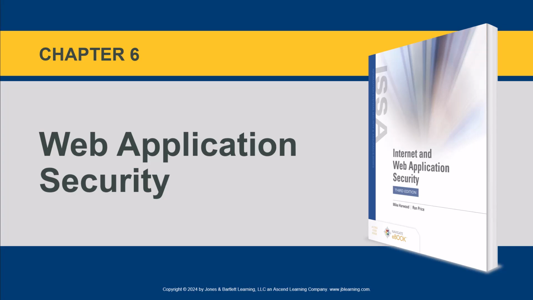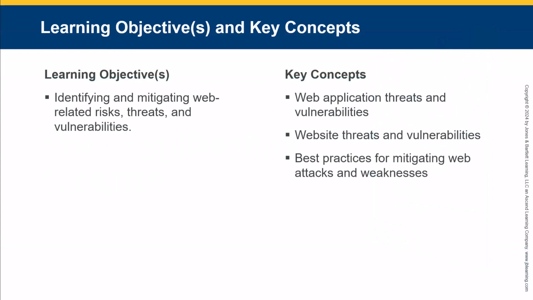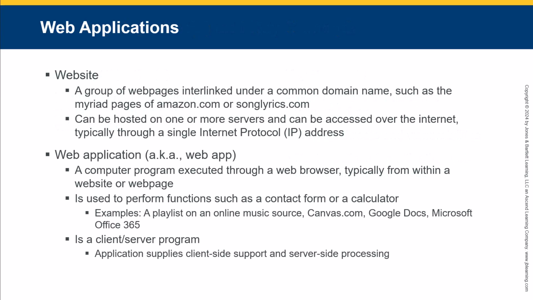Chapter 6, Web Application Security. In this chapter, we are looking at identifying and mitigating web-related risks, threats, and vulnerabilities. The major concepts are understanding web app threats, vulnerabilities, website threats, vulnerabilities, and best practices for mitigating web attacks and weaknesses. So, web applications. What are they?